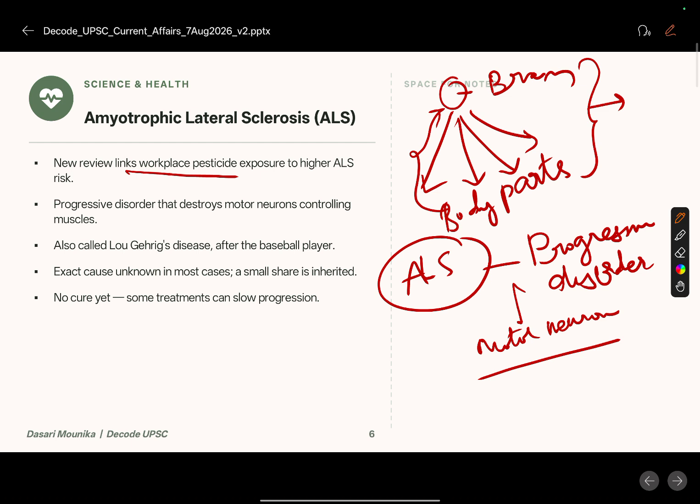Clear? So this is all about ALS. There can be a question from this, like, which of the following progressive disorders was in the news recently? It is also commonly called Lou Gehrig disease.